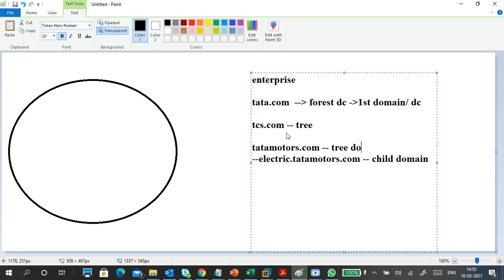This is a tree domain, and this is a tree domain, and this is called a child domain. What does a child domain mean? It has a parent name and it's a separate domain. A child domain is a separate domain, but it has a parent name. So that is a child domain. That is a child domain. Just for example, I told that one.